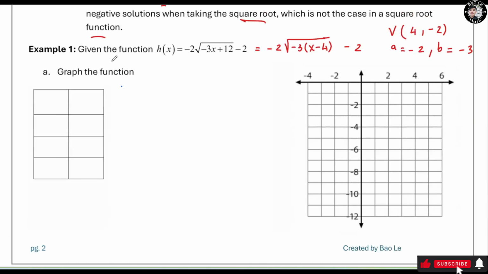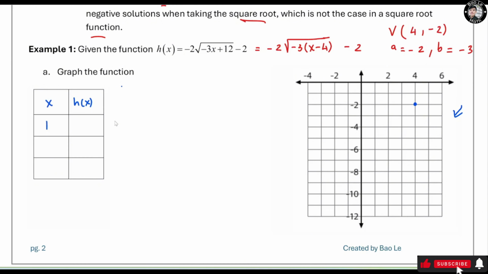Now we need to locate the vertex on the x and y coordinate plane. It's going to be (4, -2), which is right here, right? And you know that the function goes this way, so keep that in mind. Now we need to create the table of values. This is s, this is h of s, right?